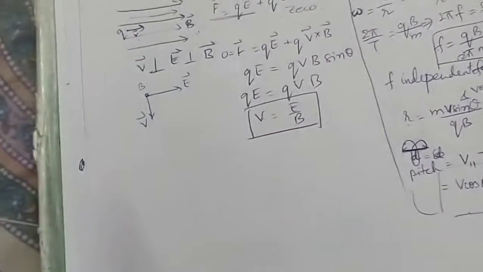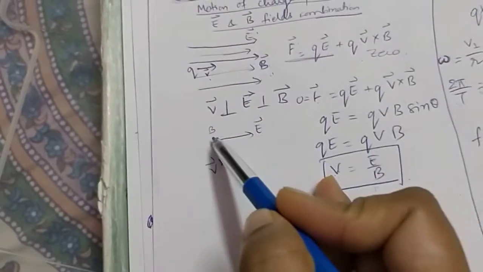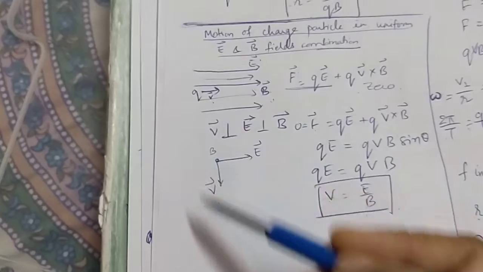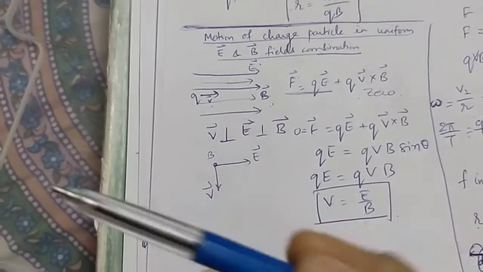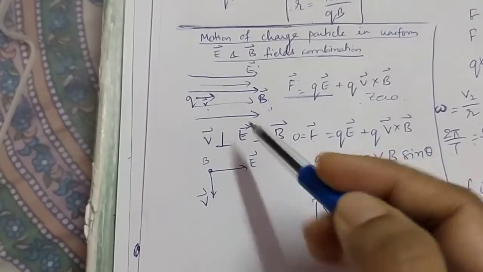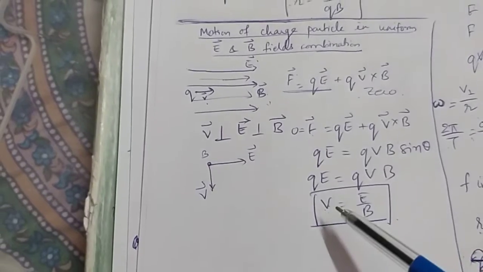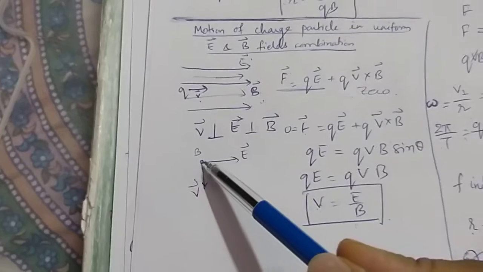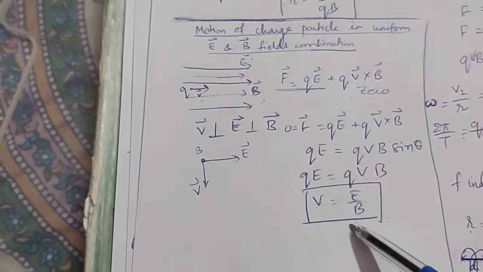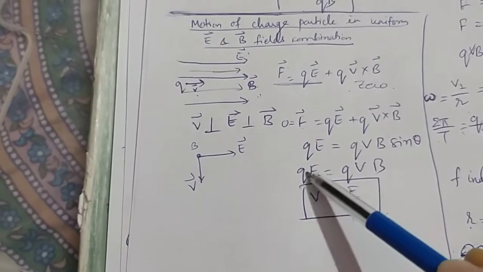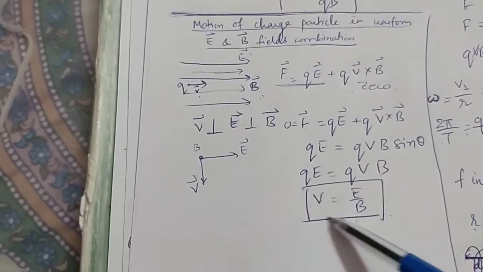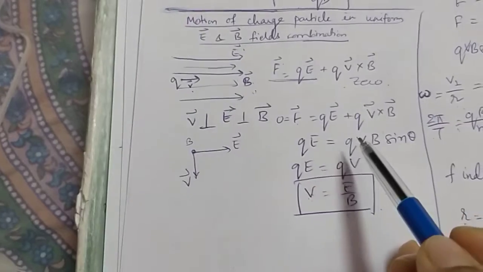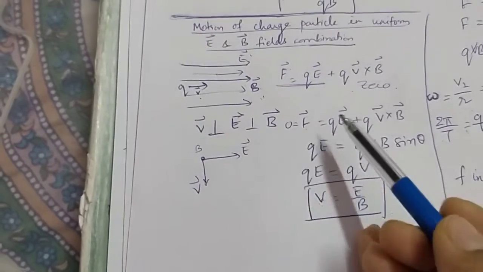Now suppose you have electric and magnetic field. This is your electric field and this is your magnetic field outward, and a lot of charged particles are moving. Different charges are moving at different velocities. So if the velocity is different, then some of the particles will have velocity equal to E by B. Only those particles which are having velocity E by B, for them net force will be zero. They will move straight without any force acting on them.